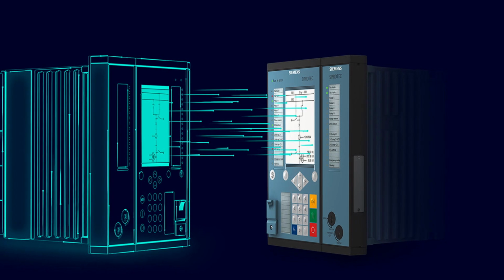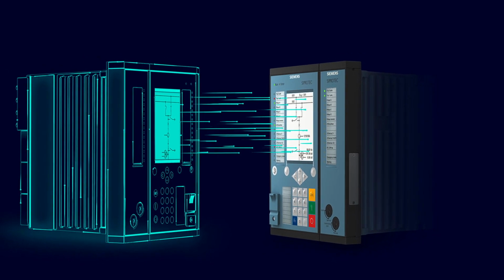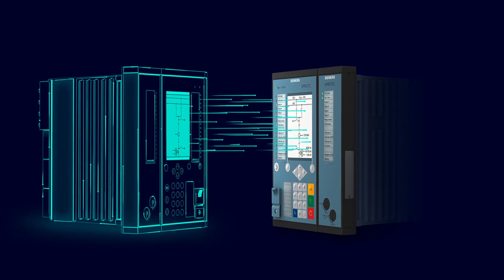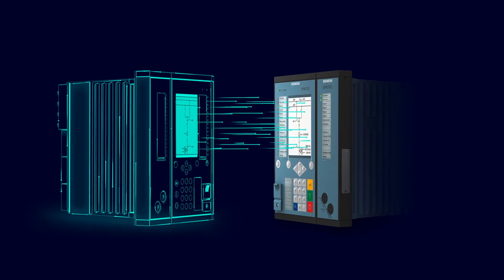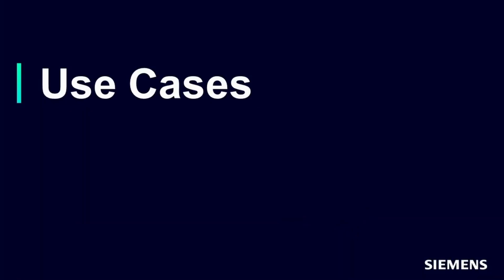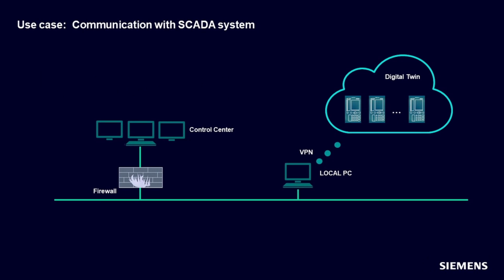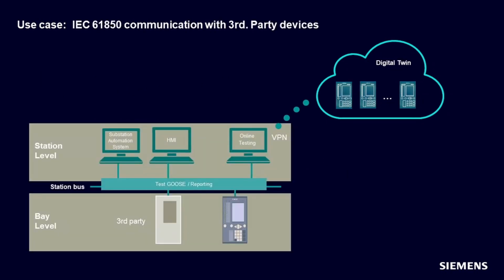When using the SIPROTEC Digital Twin, for some use cases, you need a connection between your simulated device in the cloud and a real network you have in your laboratory. Some examples of these use cases are shown here: the communication with a SCADA system using standard protocols, or the exchange of GOOSE messages using the IEC 61850 communication.